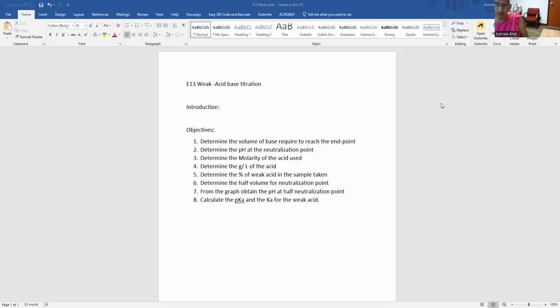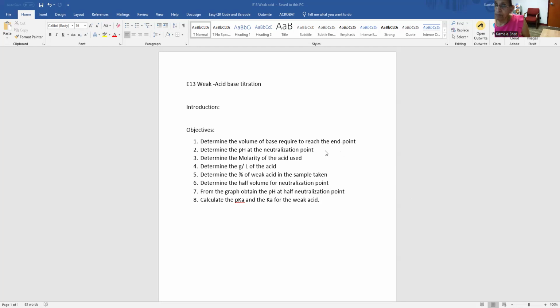And with that, I'm going to first share a Word document to indicate the objectives that I need you to determine for this particular experiment. There are 8 objectives that need to be completed. First, determine the volume of base required to reach the endpoint. Determine the pH at the neutralization point.